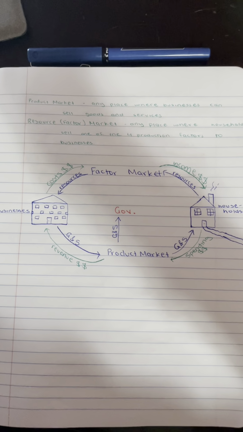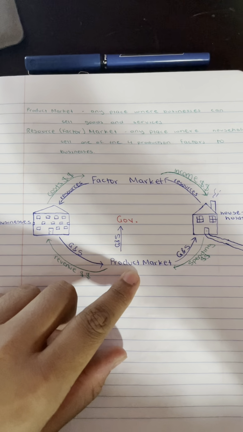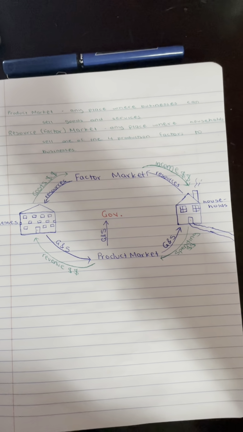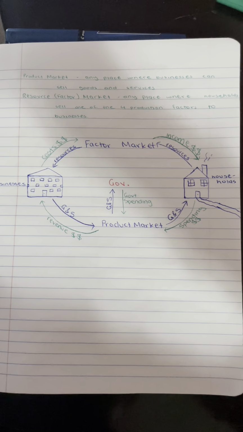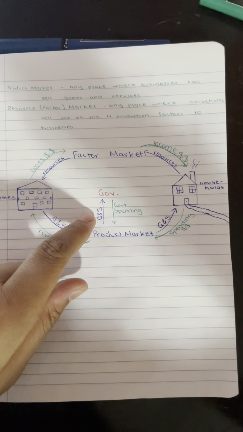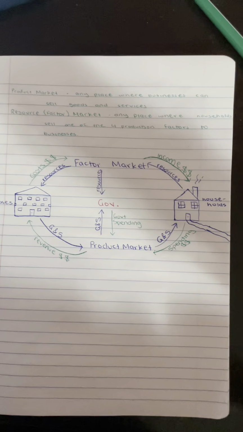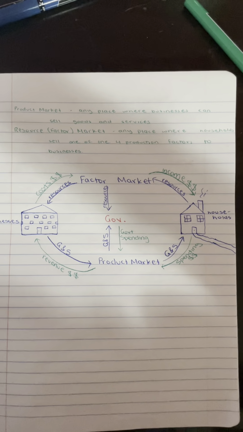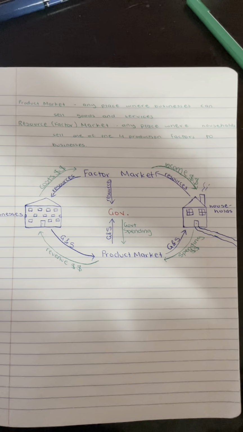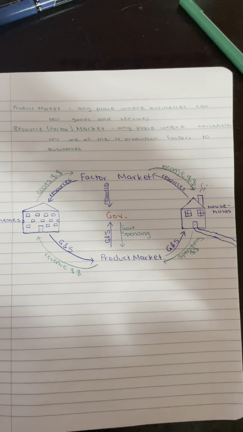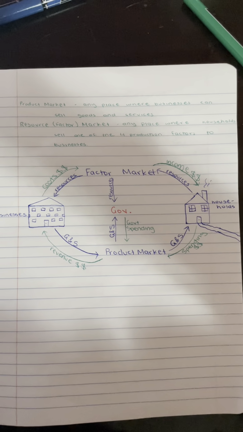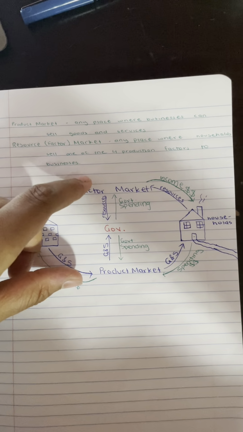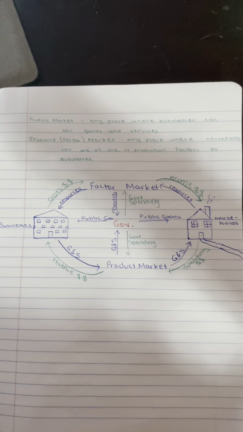So the government buys goods and services from the product market. An example of these could be fire trucks, police cars, stuff like that. And then the payment for those goods and services is known as government spending. And then the government buys resources from the factor market, and this can be like police officers, teachers, firefighters, just like people, labor, and stuff like that. And once again, the payment for those resources is known as government spending.